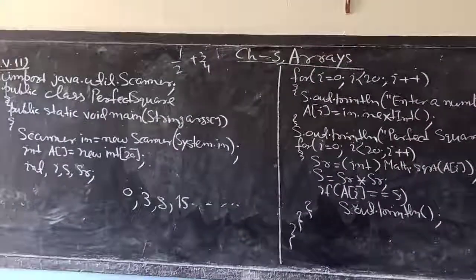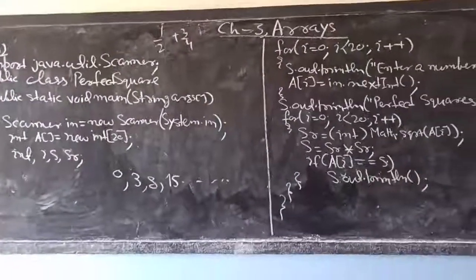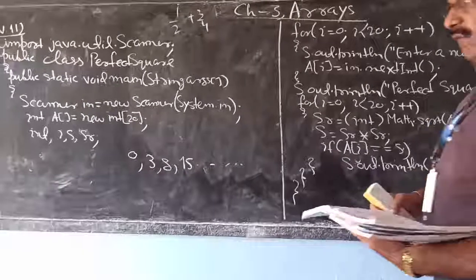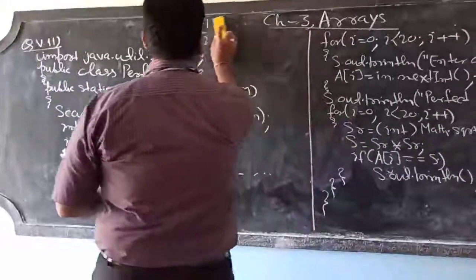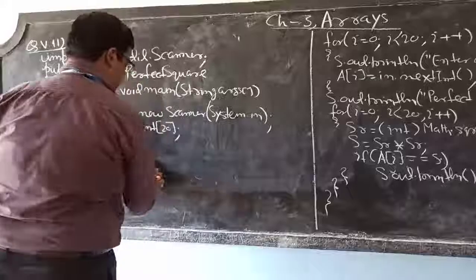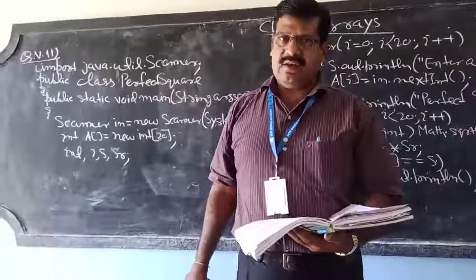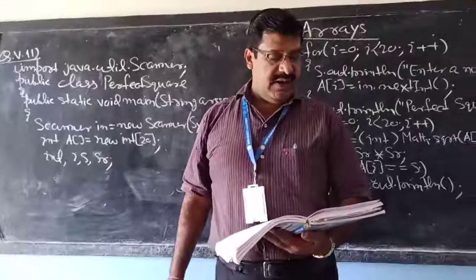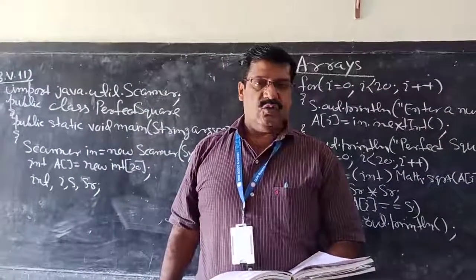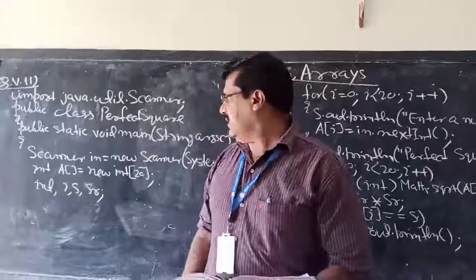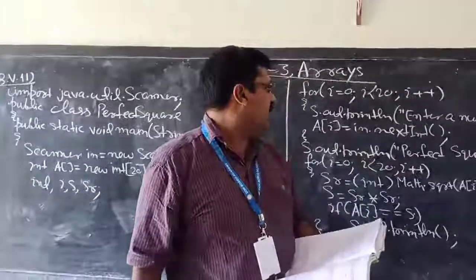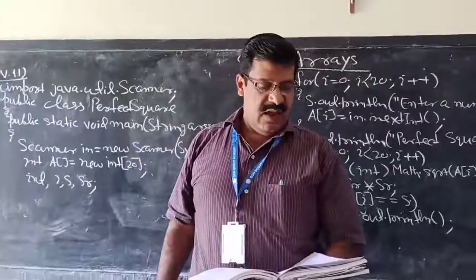Now we come to the syllabus. We were doing the exercise question answers of chapter 3, Array. The next question is question number 11; till 10 we have done. Question number 11: write a program to store 20 numbers in a single dimensional array.